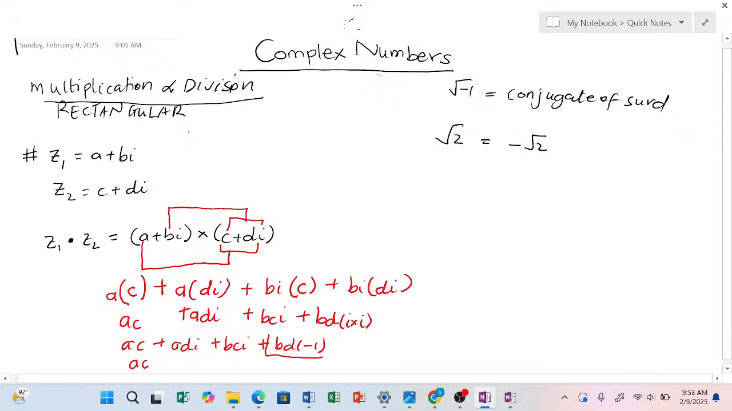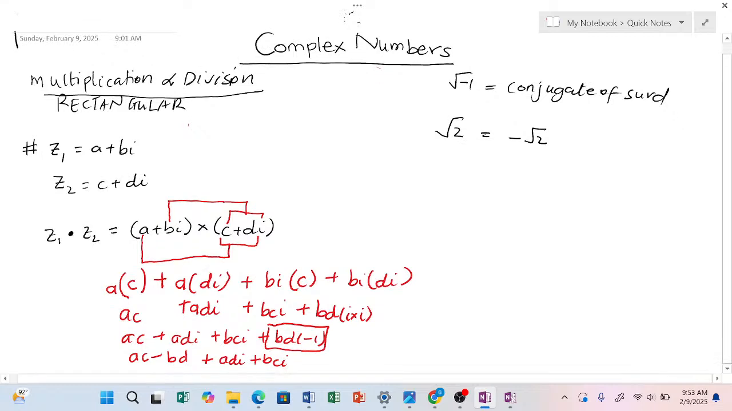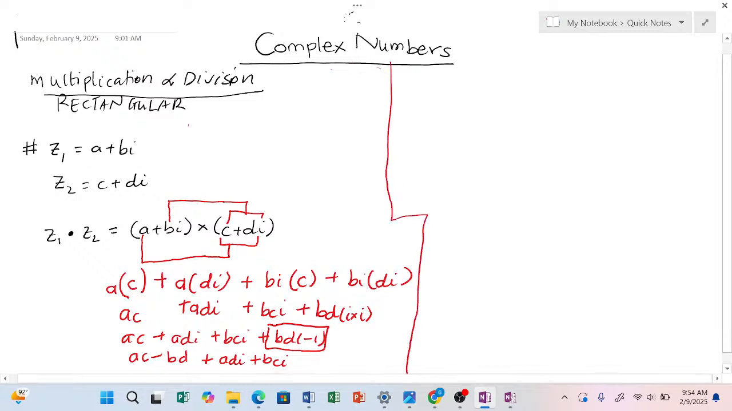So we are going to get ac, and this will then turn into a real number, so minus bd. Then the complex parts will do their own thing: adi plus bci. So that is how we multiply in complex numbers. That is the multiplication system in complex numbers. As easy as that. I hope there is no one out there with an understanding challenge.